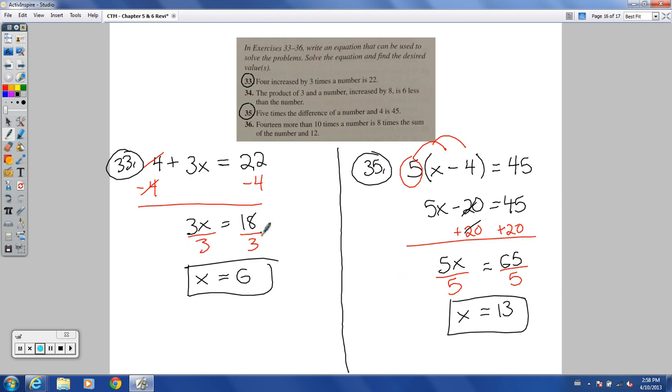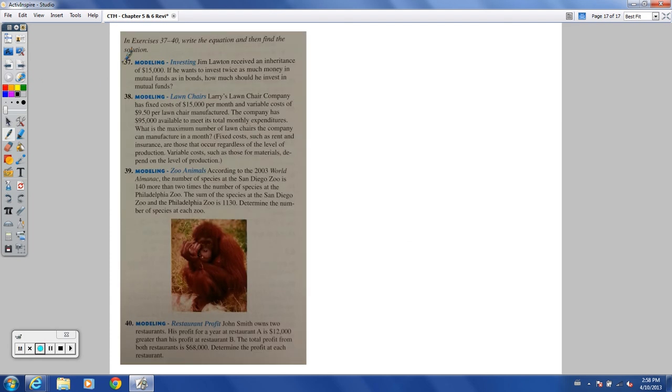Right, we're on the home stretch here. Two more that we're going to do together: 37 and 39. 37. We are doing some modeling.